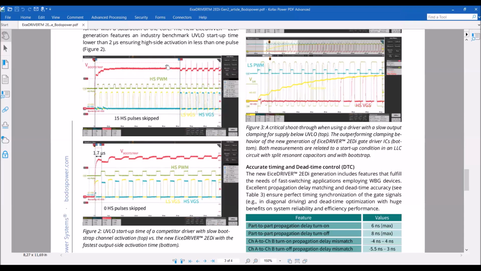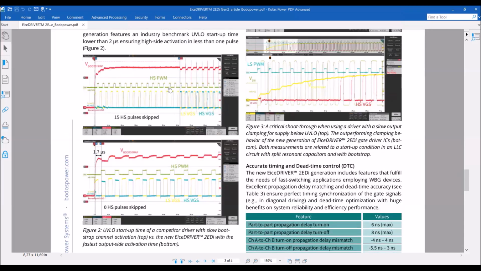Here in the first picture, you see the PWM signals in green and yellow for the high side and for the low side. Let's think about the half-bridge, right? Imagine that you are supplying the high side with a bootstrap. The bootstrap voltage is this one here in red, so it's already stable at this level and already above the under voltage lockout voltage of the driver.